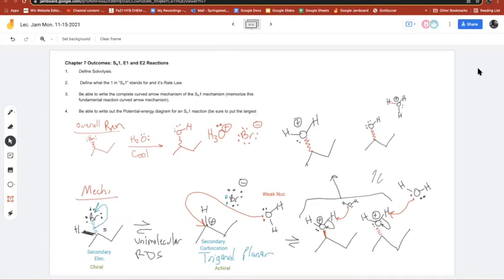I do want you to write out the overall reaction separate from the mechanism, and I don't want curved arrows in the overall. It messes you up. Okay, so in this reaction, the water is playing two roles, well, it's kind of playing three roles. I should say this water molecule.